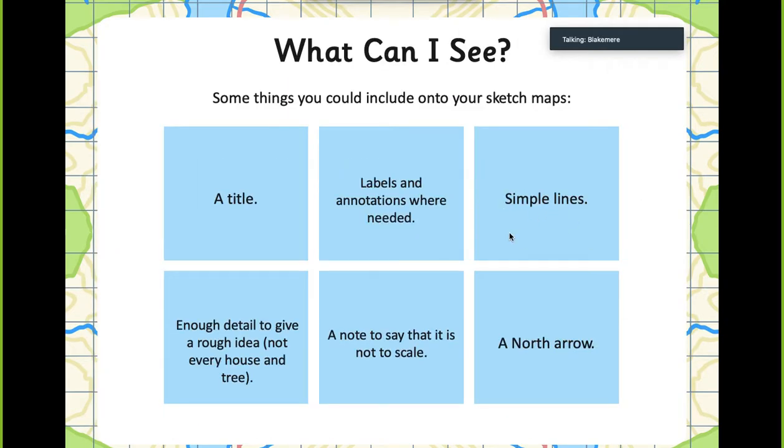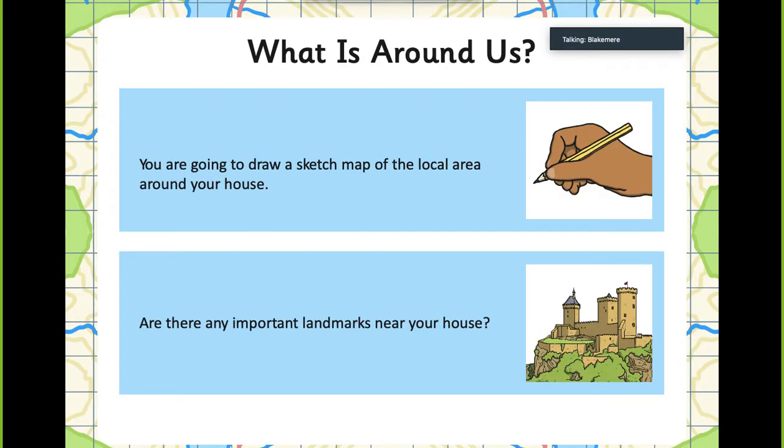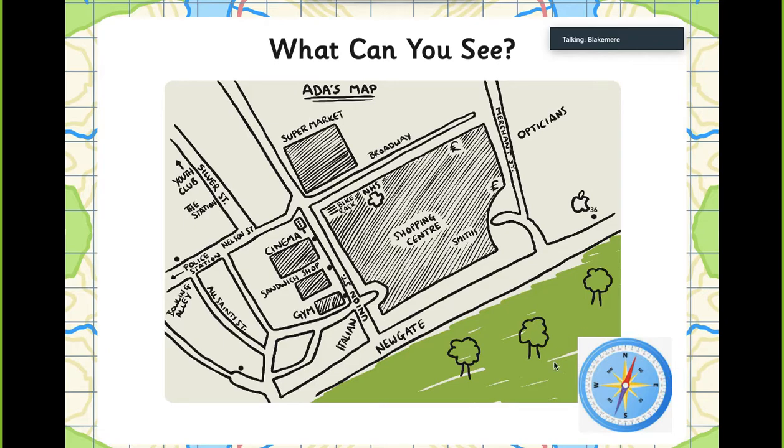Maybe some simple lines or some details to tell us about what's there. It doesn't have to be every house and tree, but maybe just some things that are around your house. You could add a little note just to say, obviously, it's not to scale. And then that little north arrow is what I talked about here. Depends which way your house faces. You'll be able to see it on some of the maps.